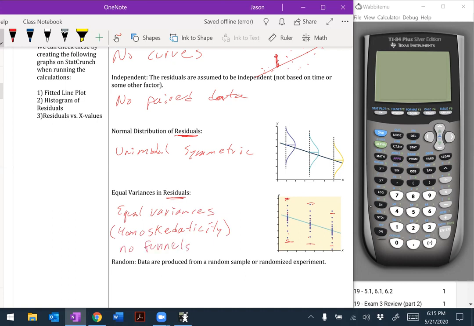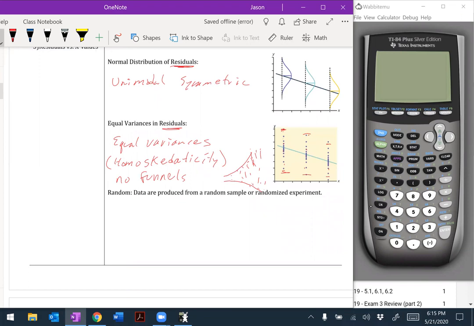Okay, we want no funnels. No funnels. What's a funnel look like? We don't want anything that looks like this in our data set. If our original data set goes something like this, that's bad. Okay, no funnels. And we want the data to be random. Data produced are from a random sample and/or a randomized experiment.